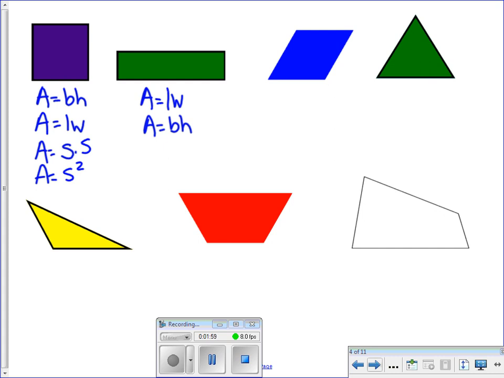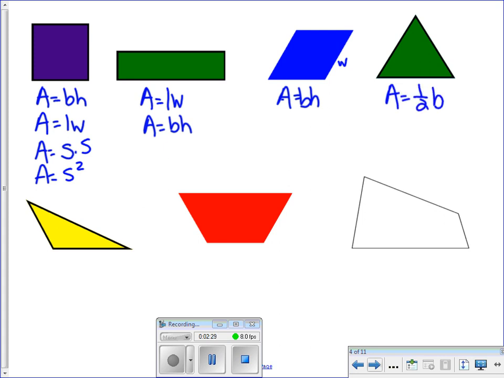All right, how do we find the area of a parallelogram? Well, we can't do length times width because that width doesn't help us. So what do we have to do? Base times height. We cannot use length times width. We have to go with base times height for a parallelogram. Oh, look at that lovely triangle. How would we find the area of that green triangle?